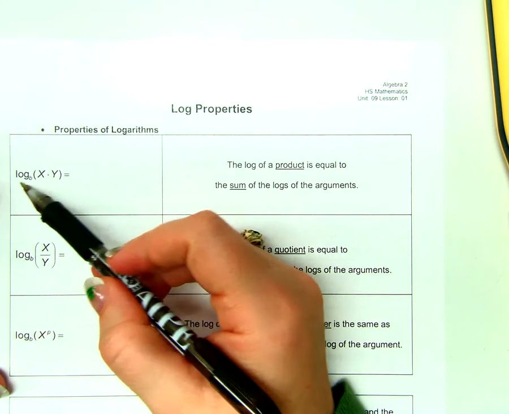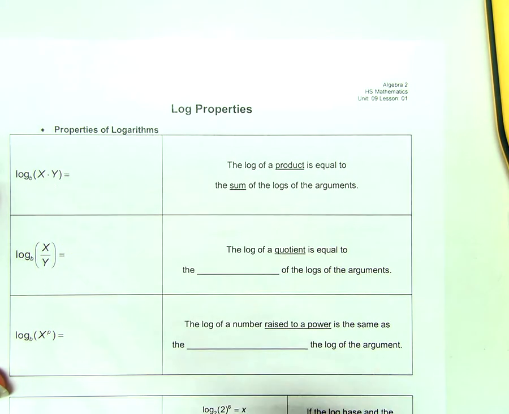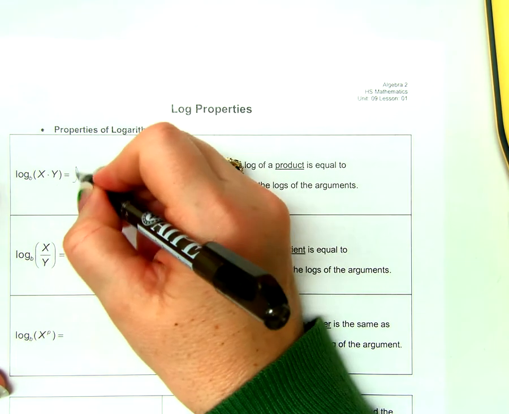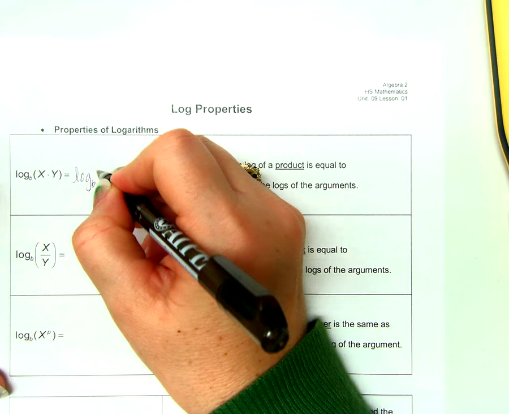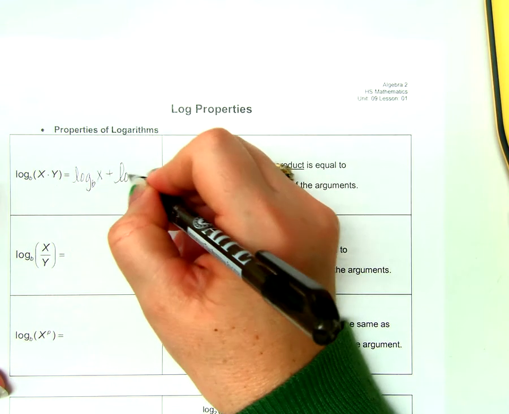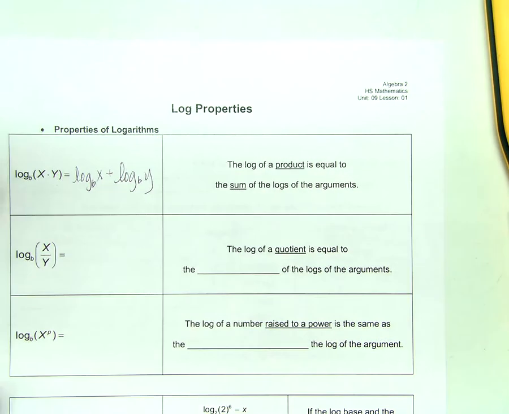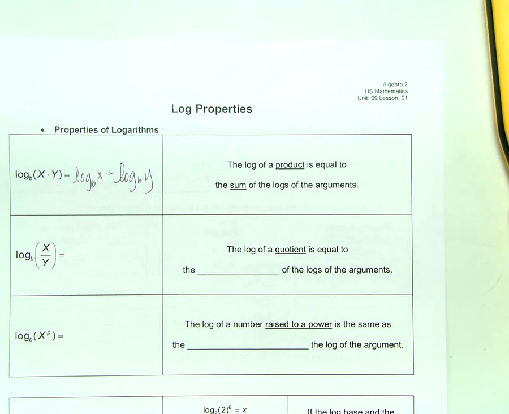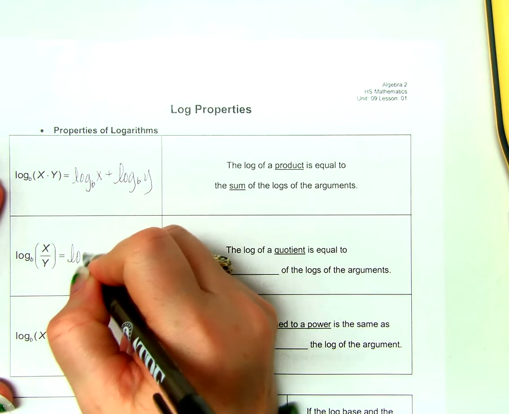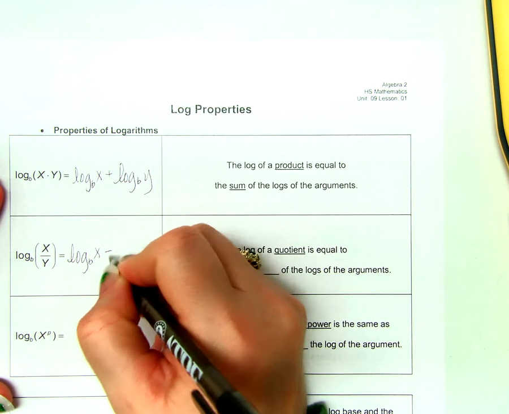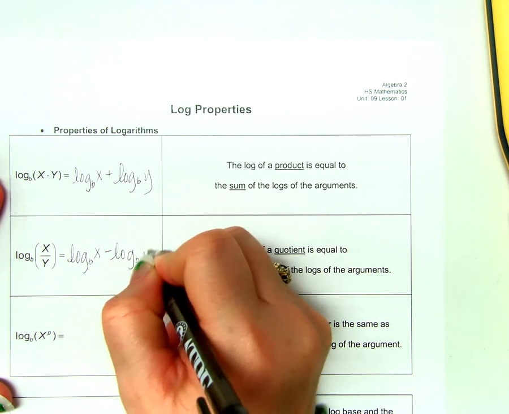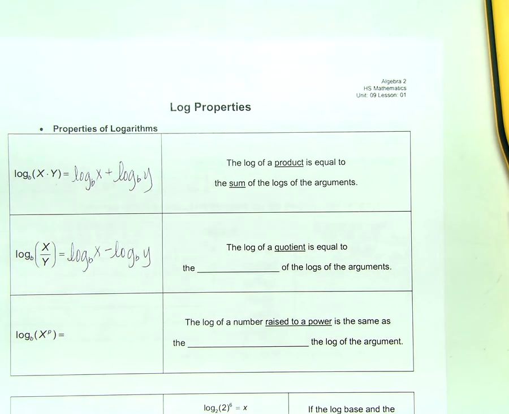Okay, so log base b of x times y equals what? Log base b of x plus log base b of y. Very good. Okay, so what about the next one? Log base b of x divided by y. Log base b of x minus log base b of y. Okay. Okay so far? You're remembering all this, right?